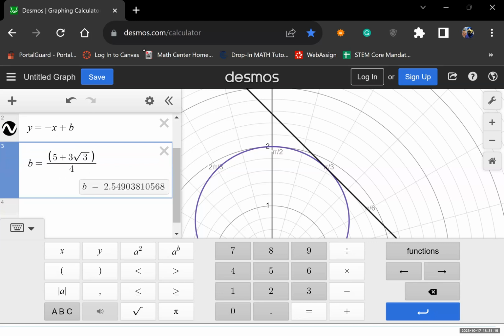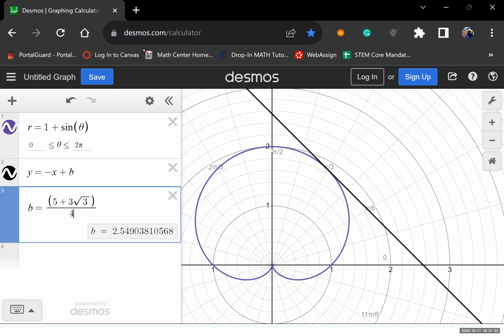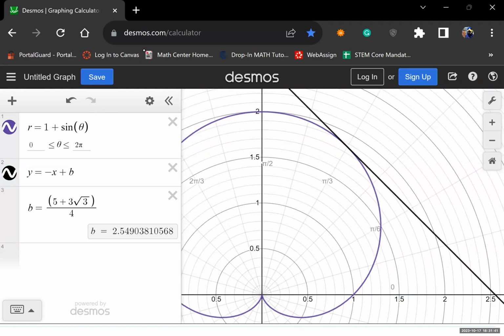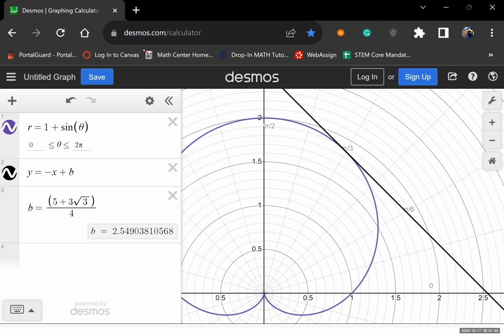Look at that. It is tangential, my friends. Where is it tangential? It should show me that there is a tangent. It's giving me rectangular coordinates, but that's okay. At pi over 3, right there, it is tangential. And what's the slope? The slope is -1, because that's what the derivative was.